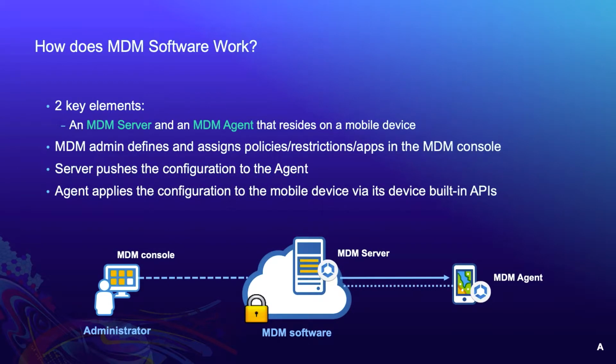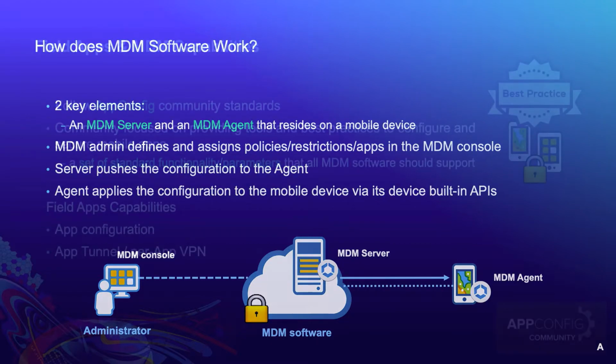So how does MDM software work? Well, there are two key components: an MDM server, which is what the MDM administrator is configuring through the console, and an MDM agent that resides on the mobile device. So when an admin defines and assigns policies and applications through the MDM console, the MDM server pushes that configuration to the agent on the device. And it's that agent's responsibility to apply that configuration to the mobile device via the system platform APIs.